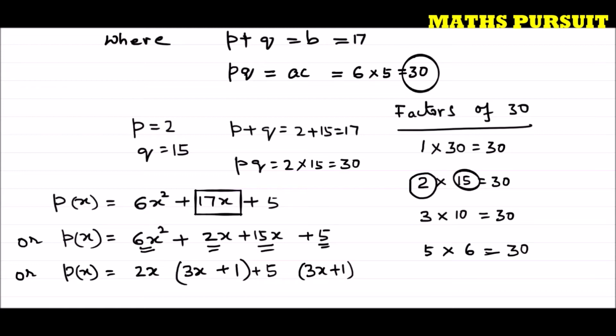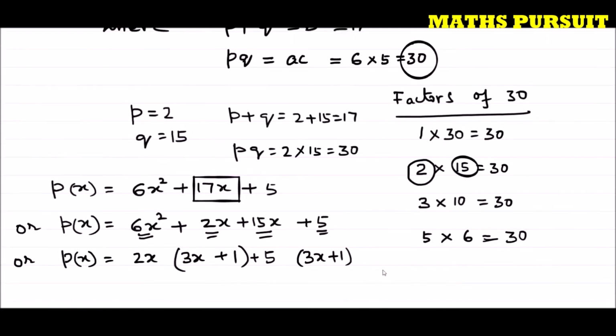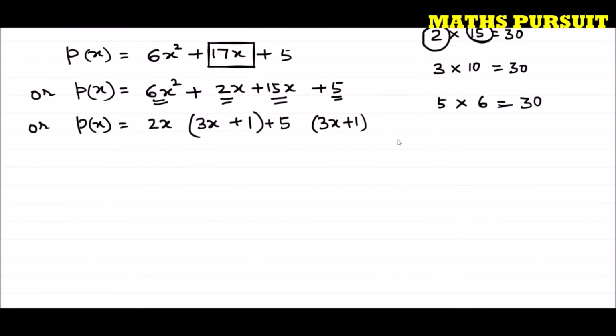So what we got, Px is equal to 2x into 3x plus 1 plus 5 into 3x plus 1. Now if you look here from this equation Px, we can easily take this 3x plus 1 as a common out, and we are left with 2x plus 5. So guys, these are the two factors that we got now. One is 3x plus 1 and the other one is 2x plus 5.